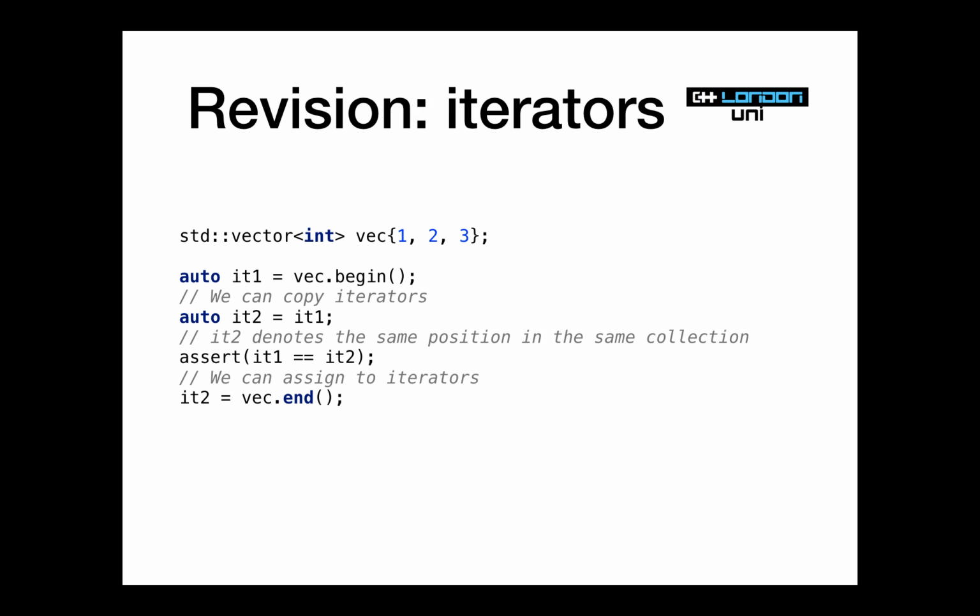So we can copy iterators, and we can assign to them. Now I'm changing the value of it2. Remember the value of an iterator, we can think of it as being the position and the collection. So here it's still the same collection, but we're changing the position that it represents. We're saying you now represent this phantom position off the end here. And indeed, we can assert that this means the iterators are no longer equal.